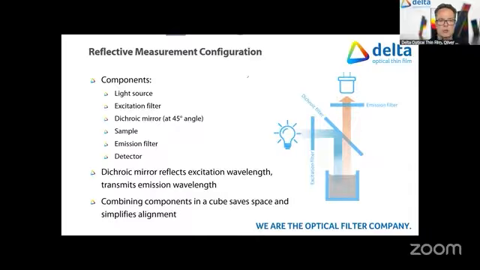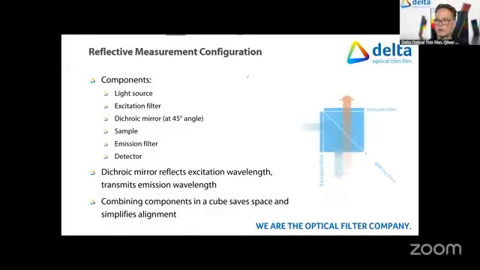In fluorescence microscopy, you typically have a 45-degree reflective configuration, where you again have the light source and the filter. And in between the excitation arm and the emission arm, we have a dichroic mirror at a 45-degree angle of incidence that reflects the excitation light and transmits the emission light. It's also possible to arrange all these components in one cube that you typically have in a fluorescence microscope to make the handling and alignment of the components a lot easier than if they were separated.